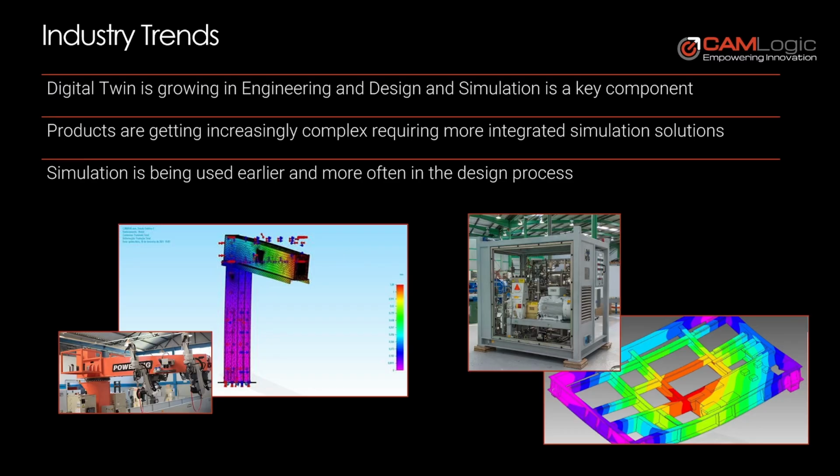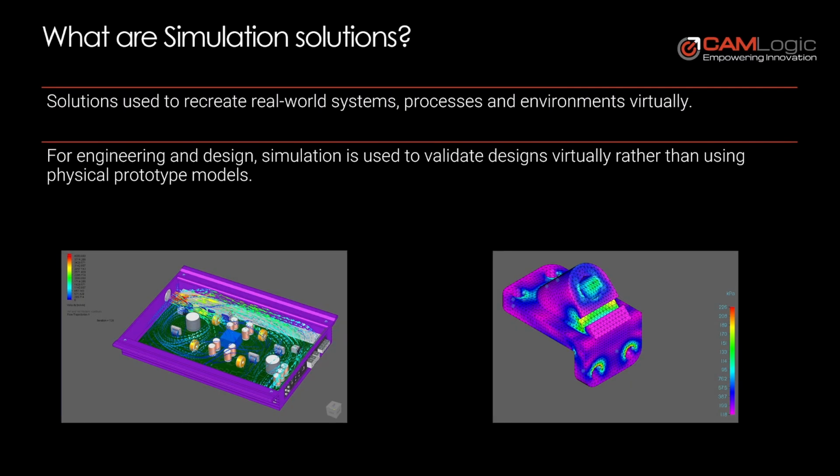And lastly, simulation is being used earlier and more frequently in the design process. And this has multiple benefits that we'll discuss shortly. But what are simulation solutions? They are solutions used to recreate real-world systems, processes, and environments digitally. For engineering and design specifically, it's used to validate your designs virtually rather than using a physical prototype model.